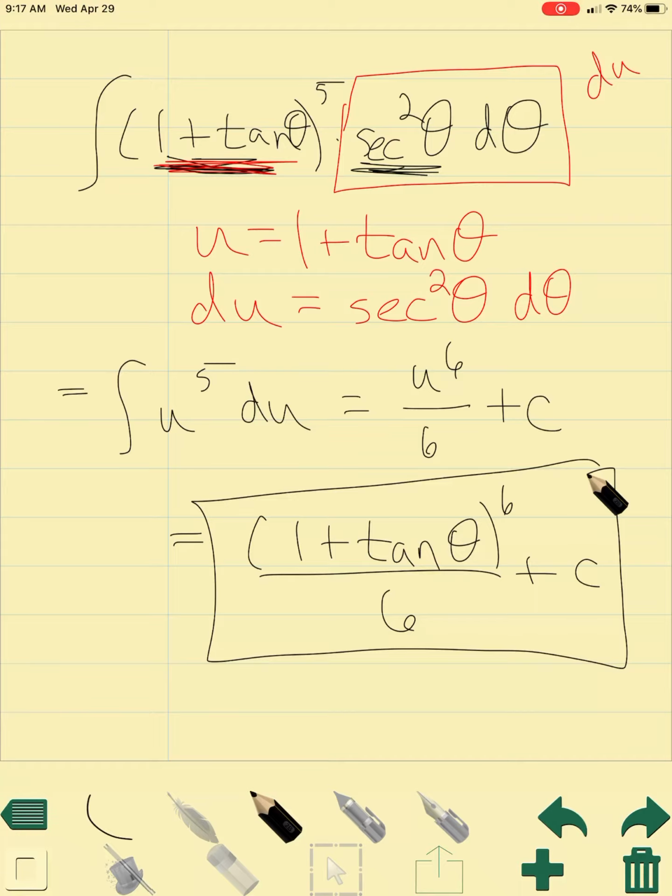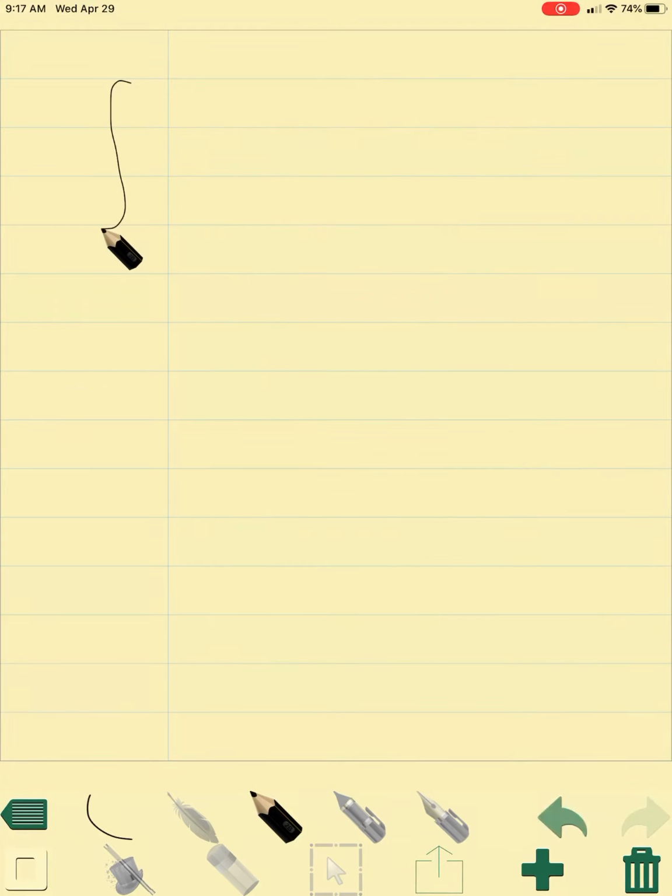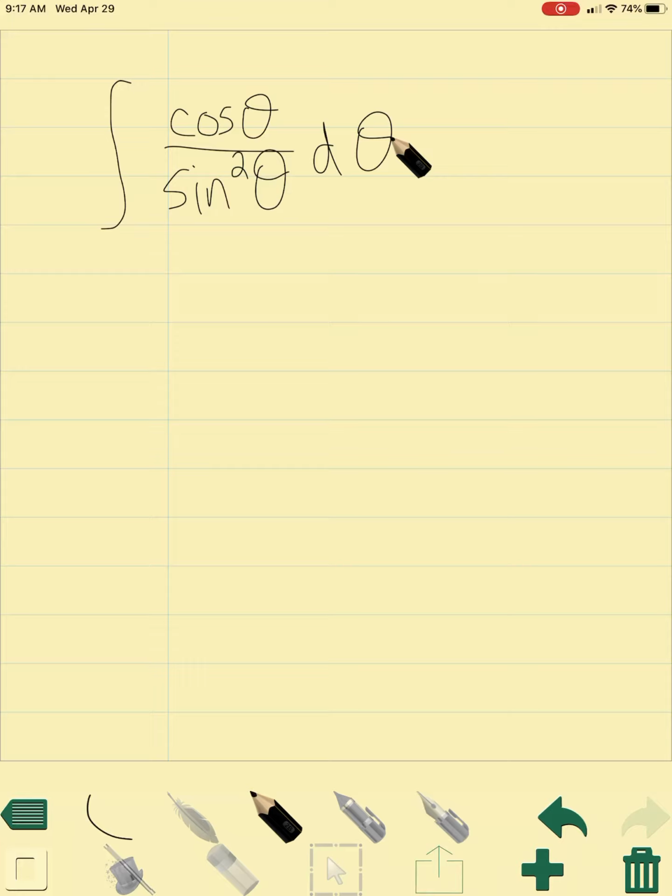Okay, let's look at another one. Let's say we had something like the integral of the cosine of theta over the sine squared of theta d theta. And if you look on the notes, I actually went through and made it a definite integral. I'm just going to go through a regular integration of this.